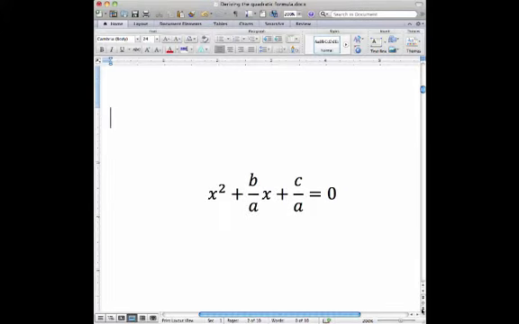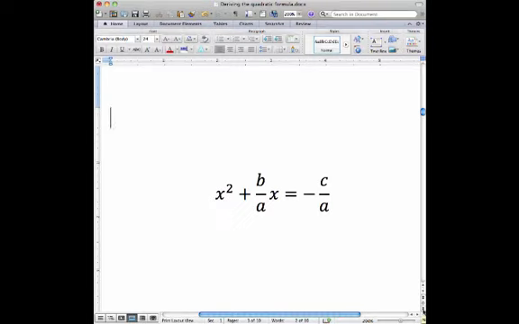If we divide by a on both sides, we will have x squared plus b over a x plus c over a equals 0. 0 divided by a is still 0. Our next step is to subtract c over a from both sides to move the constant across to the other side of the equal sign. So subtracting c over a from both sides will give us this step.